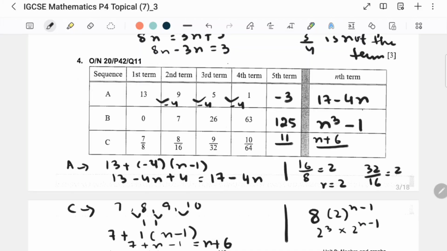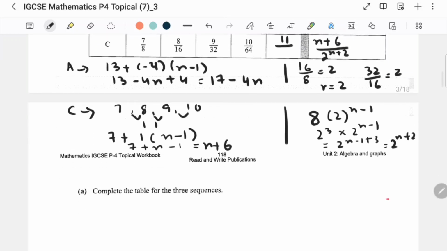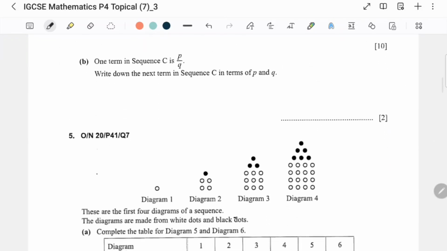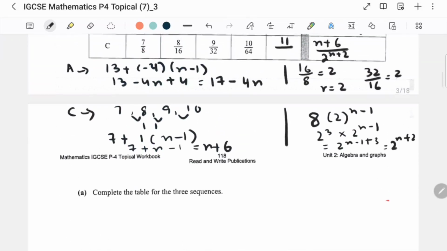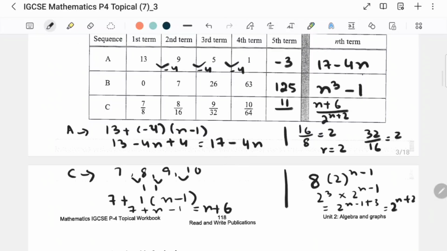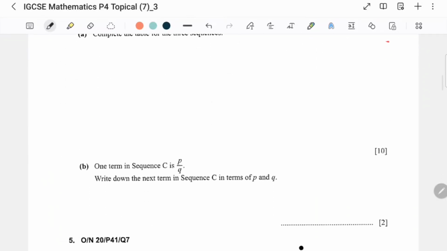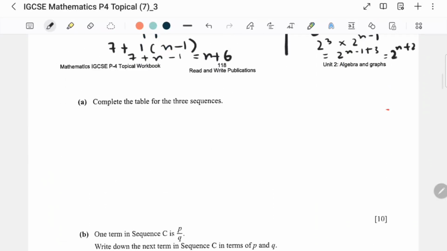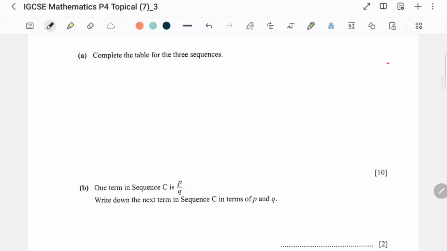And then just combine together. That will become 2 to the power n minus 1 plus 3, that is equal to 2 to the power n plus 2. So this is all. Alright, so complete the table. We have completed the table. I haven't done it here because I can see the question easily, but you just fill this space and do all the working, and this is a 10 marks question.